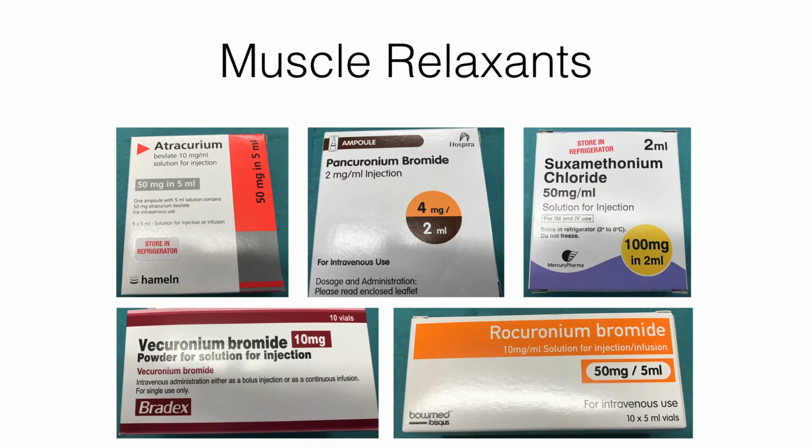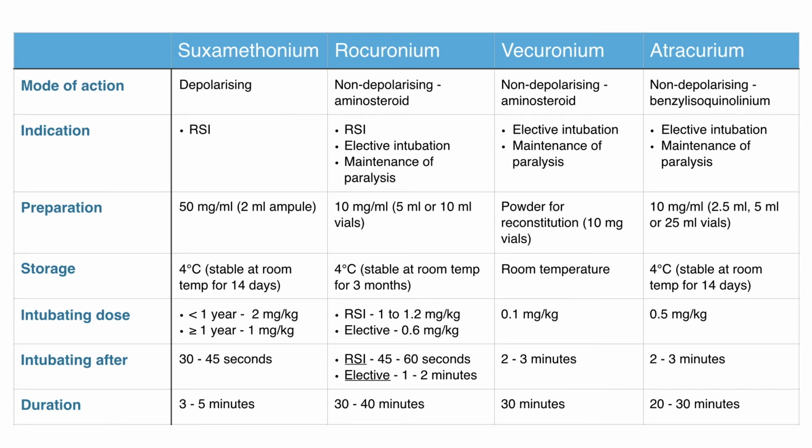The non-depolarizing muscle relaxants can be further divided into two groups. There's the aminosteroidals, such as rocuronium, vecuronium, and pancuronium, and there's the benzylisoquinoliniums, which are atracurium, cisatracurium, and mivacurium. And it's useful to have this divide when you're looking at the properties and side effects. So now what I want to do is look at suxamethonium and three of the most common non-depolarizing muscle relaxants, rocuronium, vecuronium, and atracurium, and compare them.